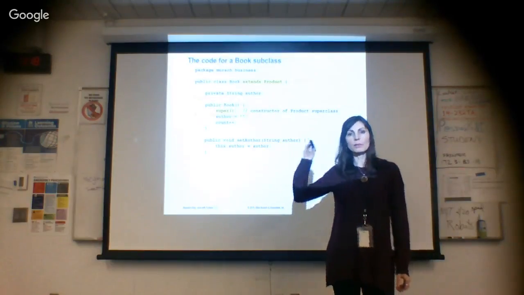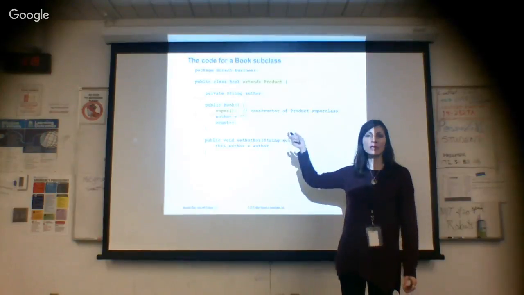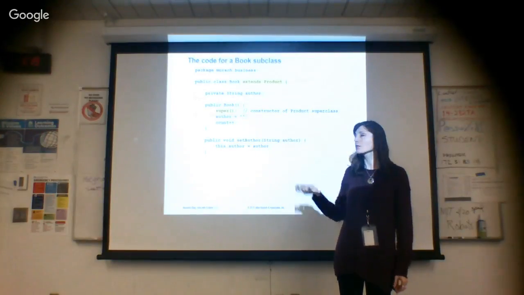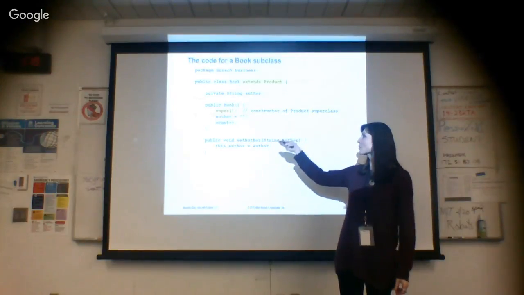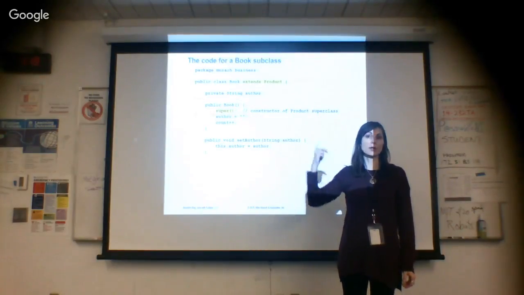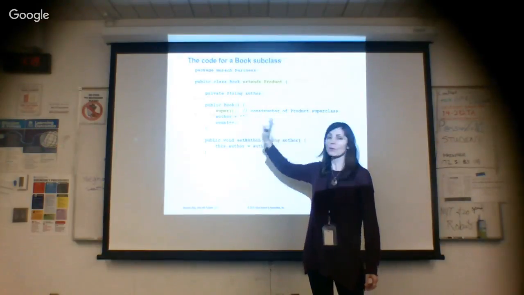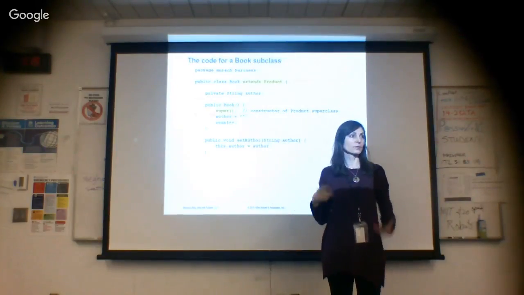Here's the example with a product. We have a product class that is extended by the book class. In the constructor of the book, you're going to call the super, which is going to instantiate the product, as well as whatever else you're doing in the book constructor.